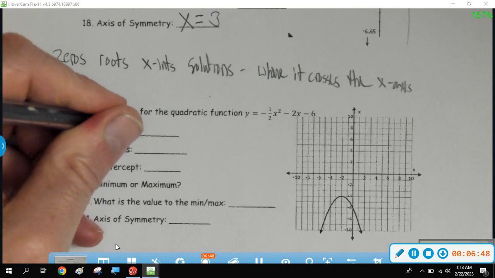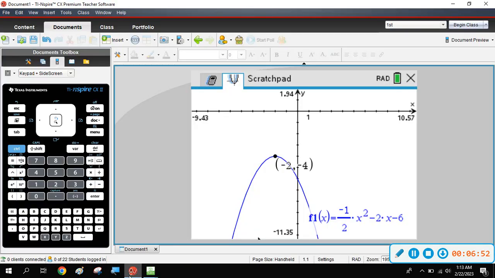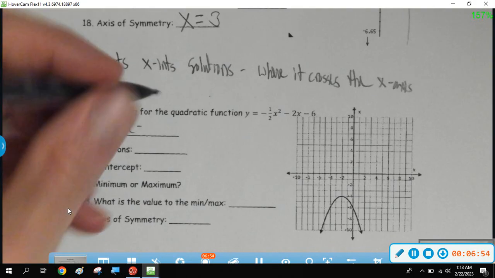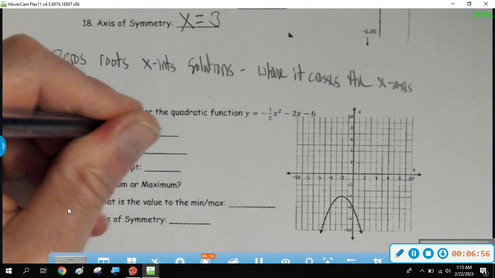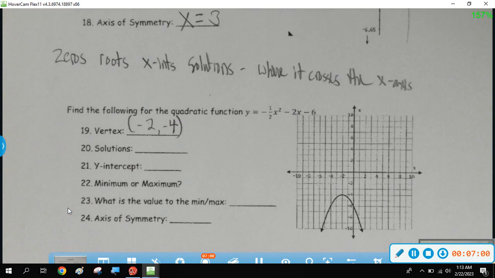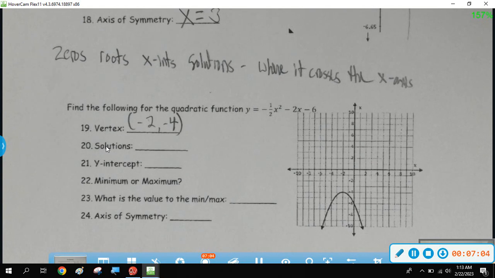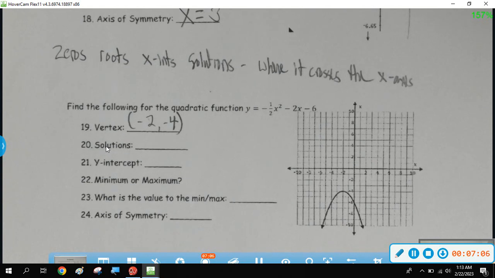So it's going to be, let's see, what did we say? I already forgot. -2, -4. -2, -4. That's the coordinates right there for your vertex. All right. Based on that, let's go and see if we can find the solutions. Remember, solutions, zeros, roots, x-intercept, all means the same thing. It's the place where it crosses the x-axis. All right. So let's take a look at this one here.